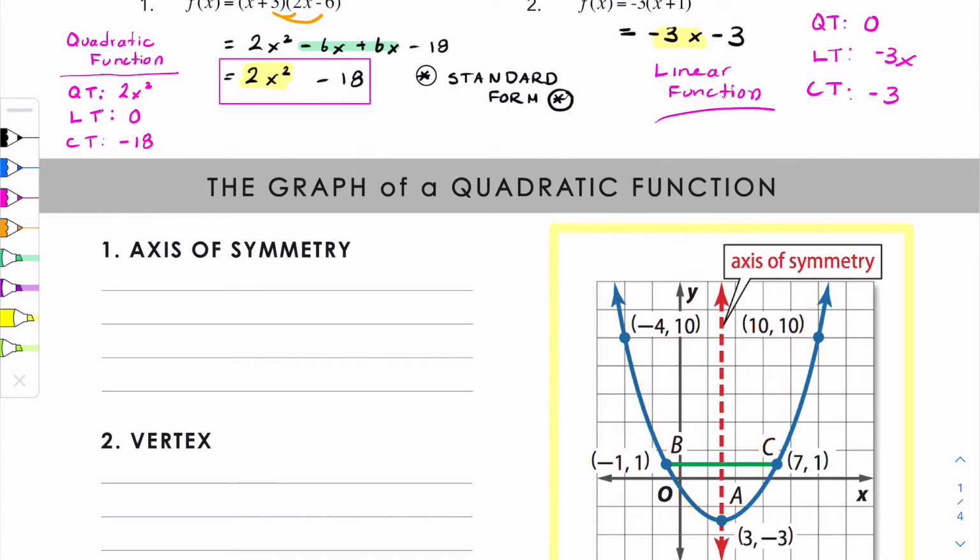Two of the key parts that are important are the axis of symmetry. Actually, I'll highlight that in purple. And also the vertex highlighted in green. So the axis of symmetry is a line through the graph of the parabola. It's this line here. It divides the graph into two equal or two equivalent halves. Each side is a reflection of the other.